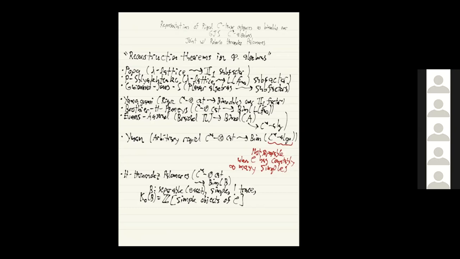K1 of B as well? Come again? Do you know K1 of B as well? Oh yeah, actually we do. Sorry, I didn't mention it. It's actually extremely boring. It's trivial. There is no K1.